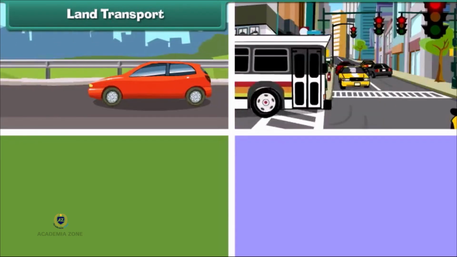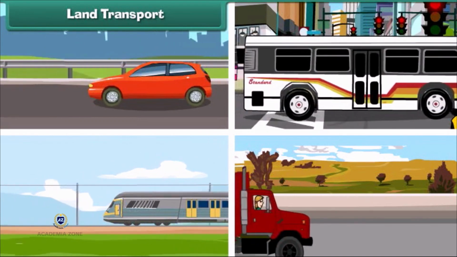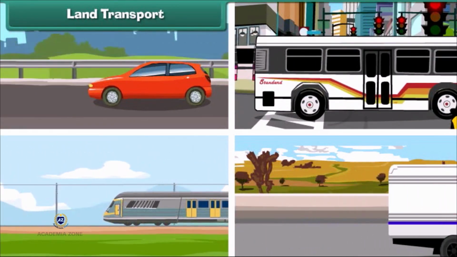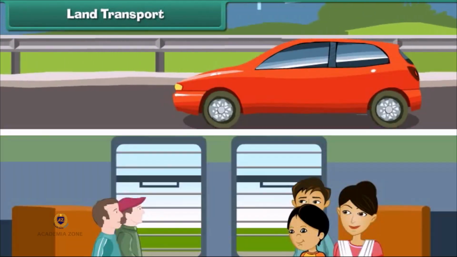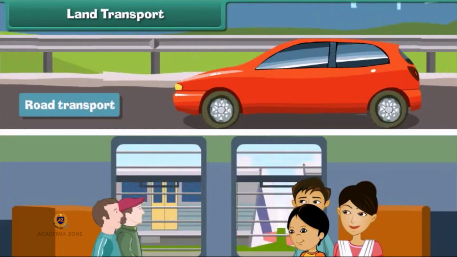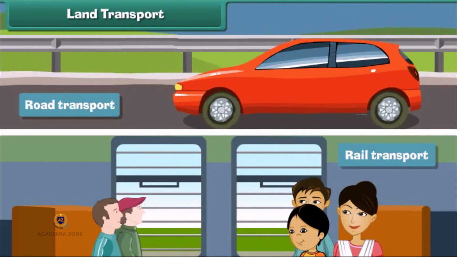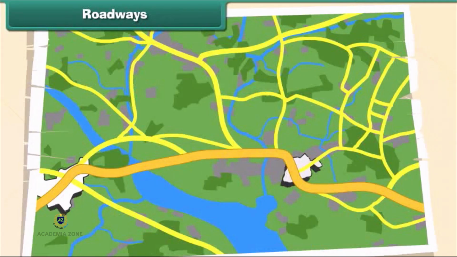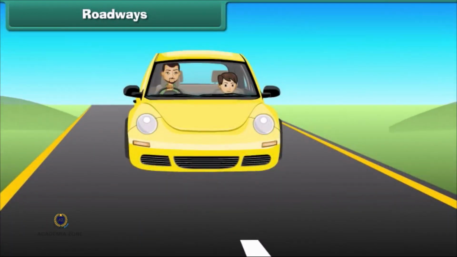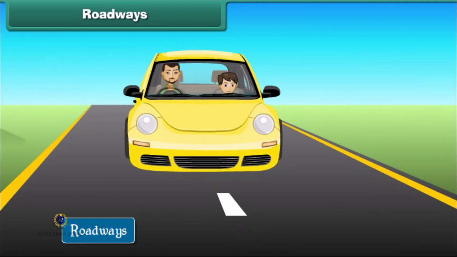Land transport. The movement of goods and passengers on land is known as land transport. Land transport can be divided into road transport and rail transport. Roadways. Roads connect one place to another on the surface of land. The ways or paths on which vehicles are driven are called the roadways.